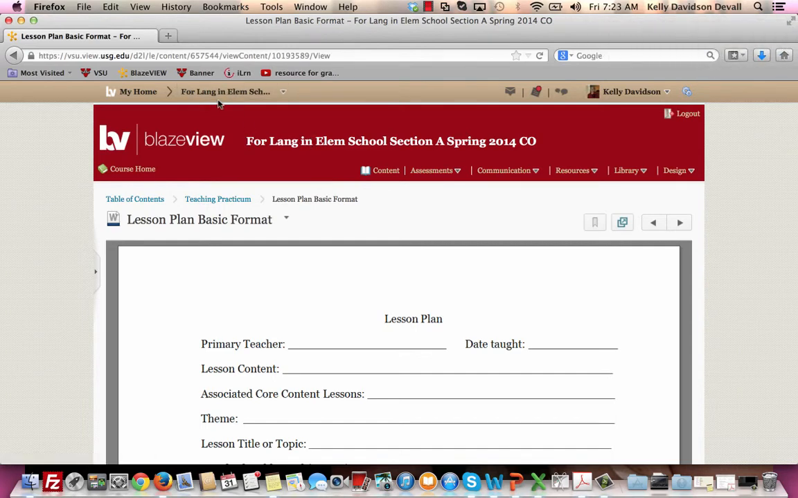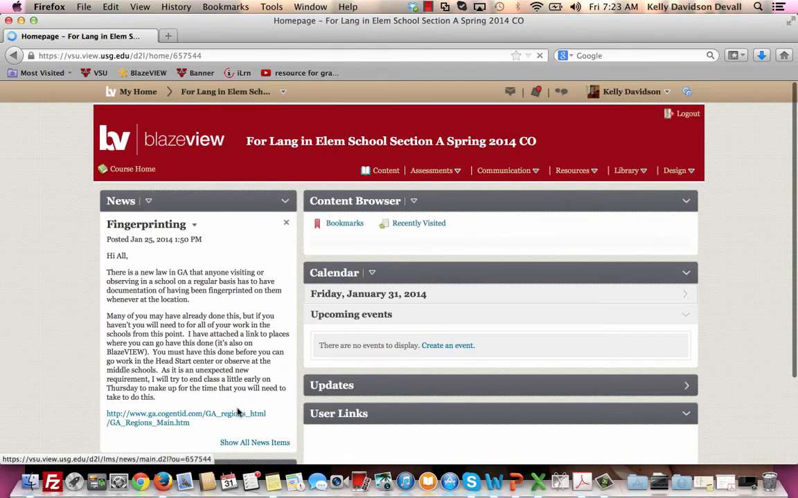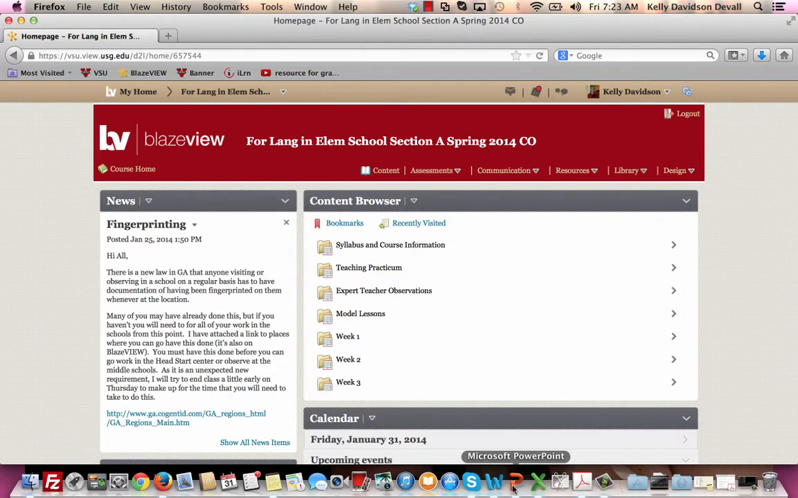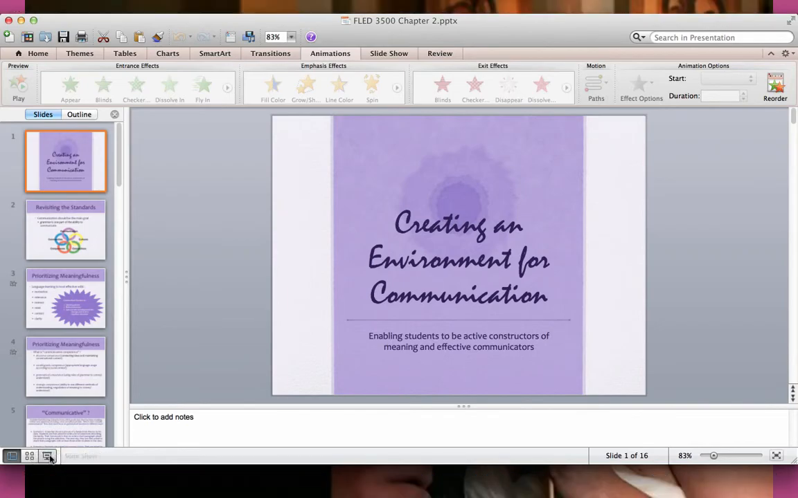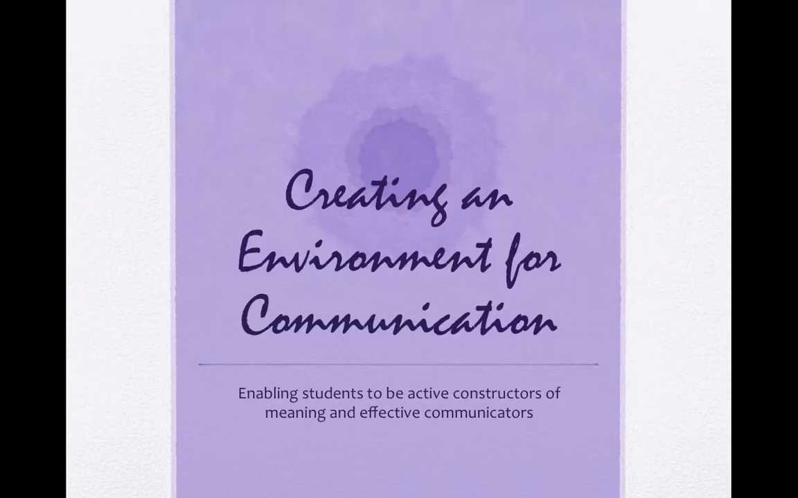Okay, so if we go back, let's talk a little bit about creating an environment for communication in the younger learner classroom. What we're really talking about here is enabling students to be active constructors of meaning. If you remember last week, we talked about constructing meaning and negotiating meaning, how we can use language to come across with something that is a relevant message for a student to either communicate to us or to hear from us. And that could be something as simple as, yes, this circle is yellow.